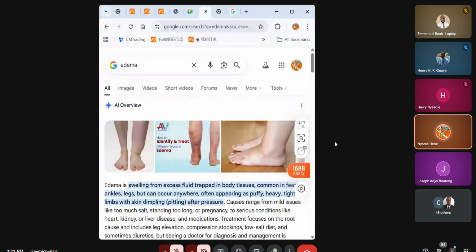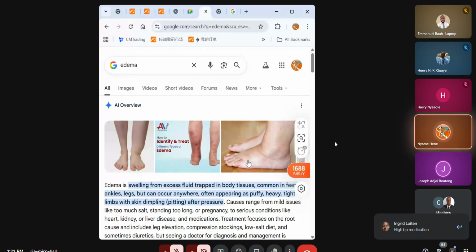Causes range from mild issues like too much salt, standing too long, or pregnancy, to serious conditions like heart, kidney, liver disease, and medications. Treatment focuses on the cause and includes leg elevation, compression stockings, low salt diet, and sometimes diuretics. But seeing a doctor for diagnosis and management is the goal. So that is edema for you. So now we are saying how edema forms.